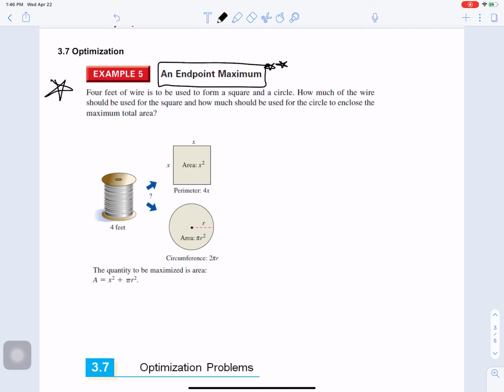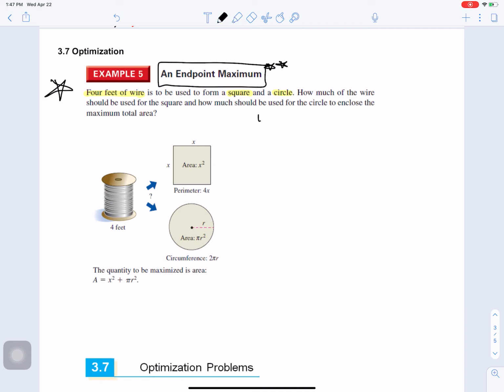I remember seeing this on an exam for students that I used to TA in post-secondary, and their teacher had posted this on their midterm. So we have 4 feet of wire, and we're talking about an amount of material, which refers to perimeter or circumference in this case, used to form a square and a circle. So they're giving me information about perimeter.